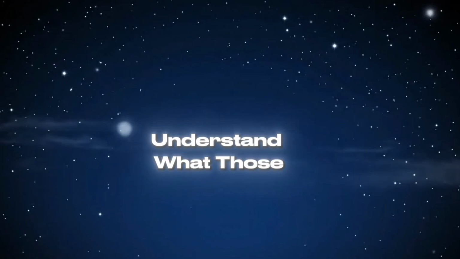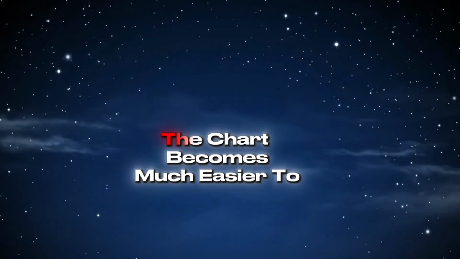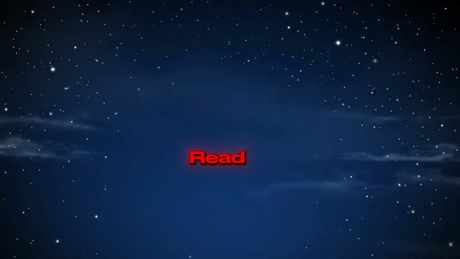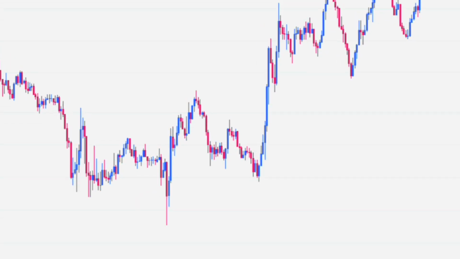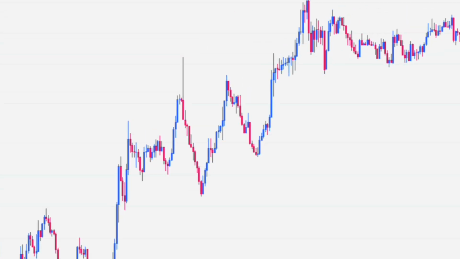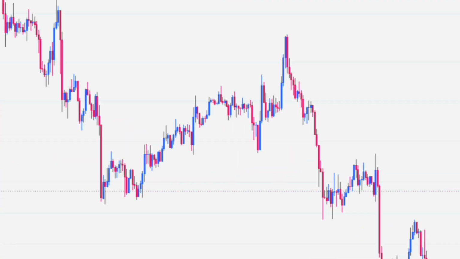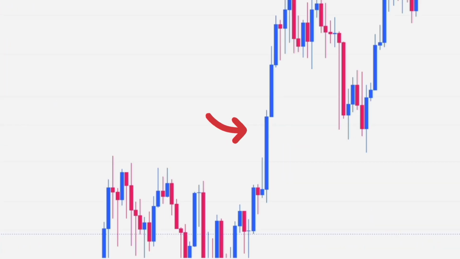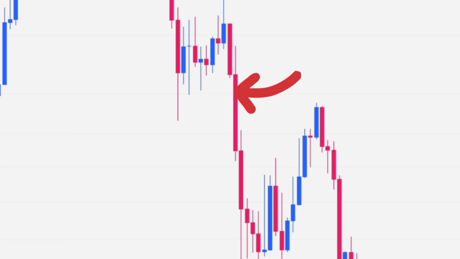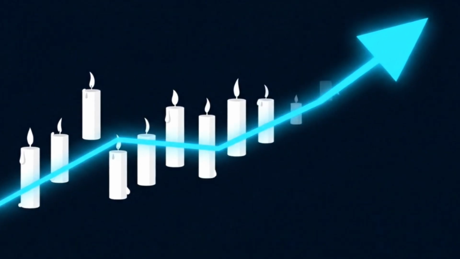But once you understand what those candles are telling you, the chart becomes much easier to read. Each candlestick shows what the price did during a specific period of time. If you are on 15 minutes time frame, each candle represents 15 minutes of price movements. If you switch to 1 hour time frame, each candle represents 1 hour. A green candle means buyers were stronger during that period. A red candle means sellers were stronger. When you put all those candles together, they tell the story of the market.